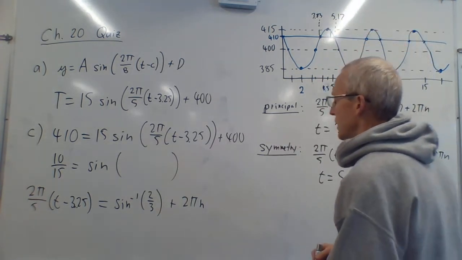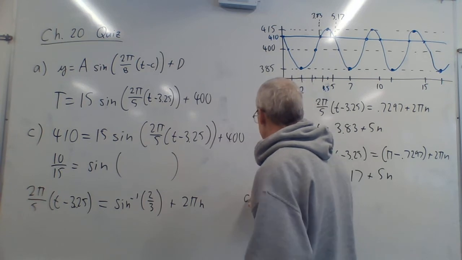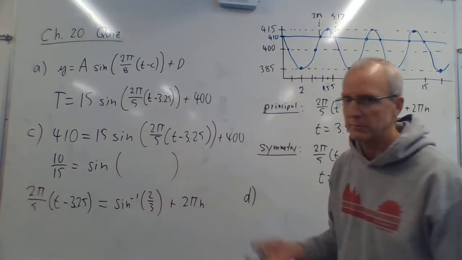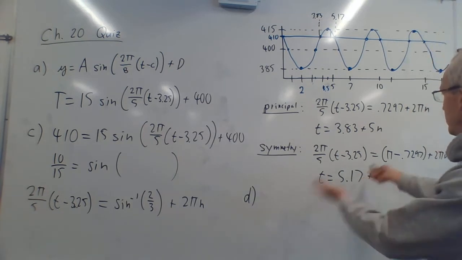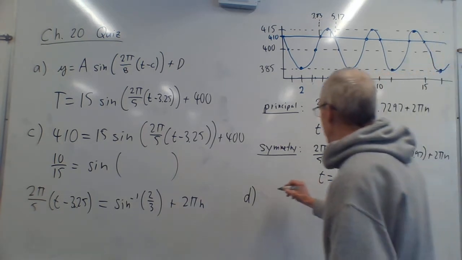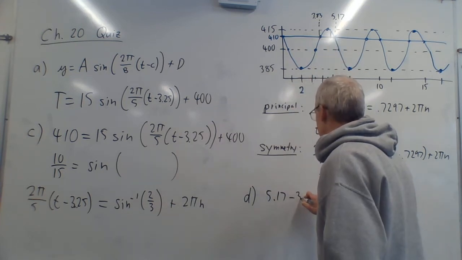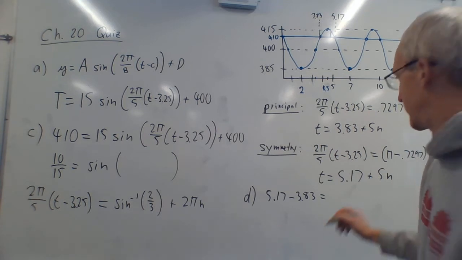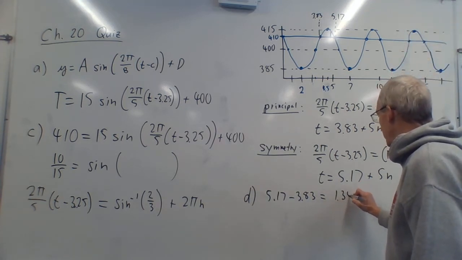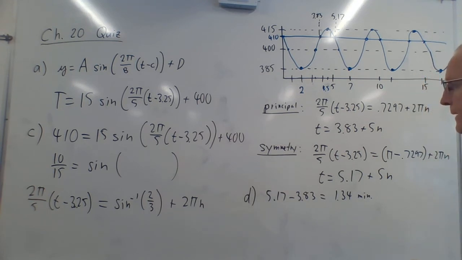Now let's figure out how to use this. So part D, I called it, but you don't have to do it in part D. I was just trying to pick it up, so whatever. Okay, so now what do we do with this? In one cycle, we have 5.17, and we subtract those two, minus 3.83, and I got that that's 1.34. So every cycle gives us 1.34 minutes.